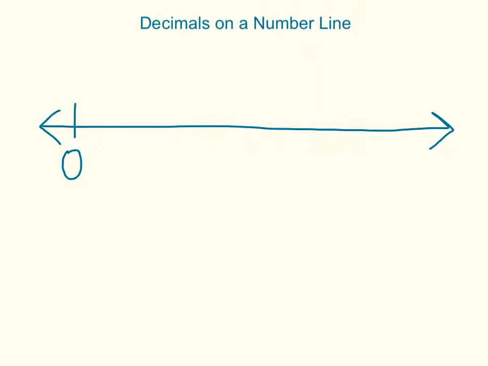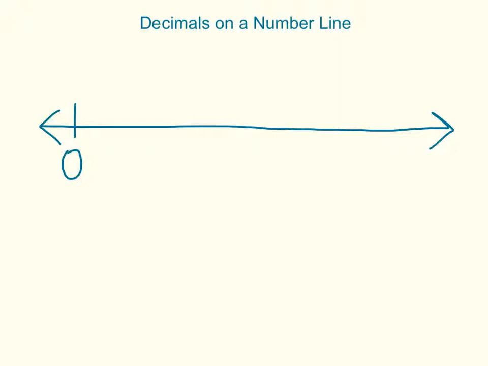Before you start to learn how to locate decimals on a number line, you need to understand how to create a number line. So I'm going to start by drawing myself a number line with arrows on both ends, and I'm going to start by labeling it at 0. Then I want to create a number line that matches my decimal place values.